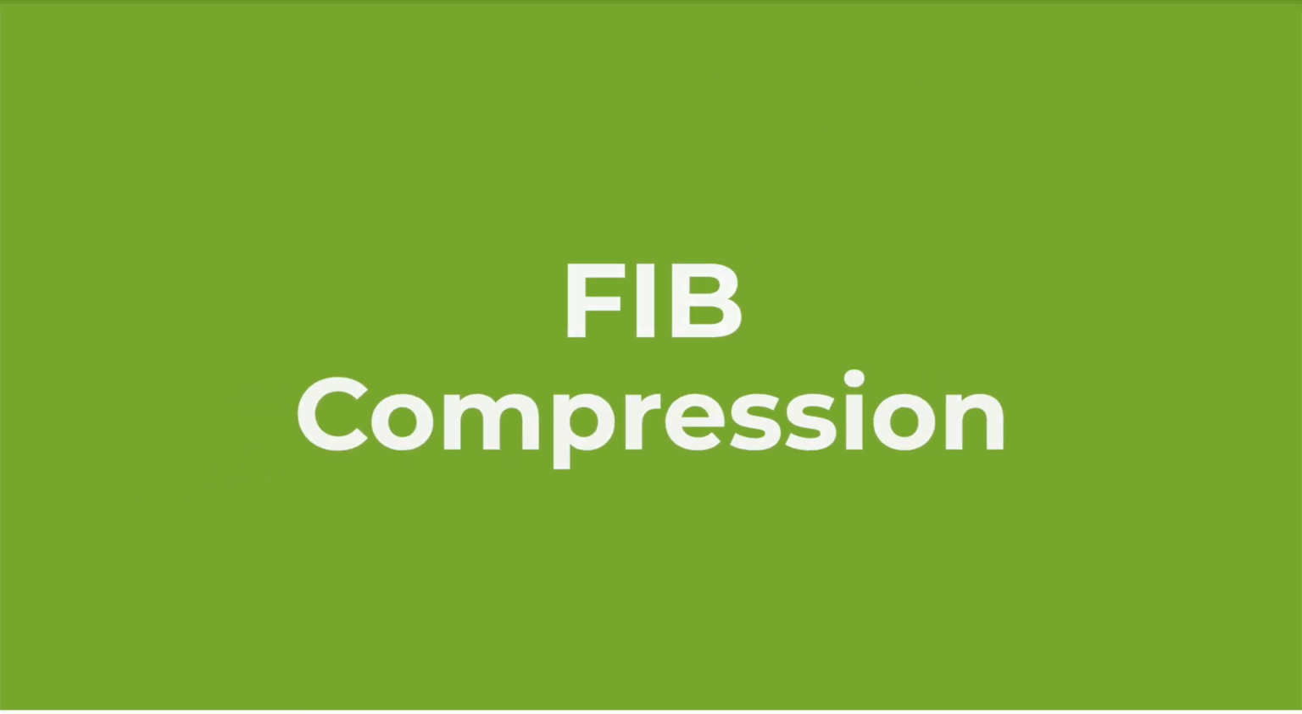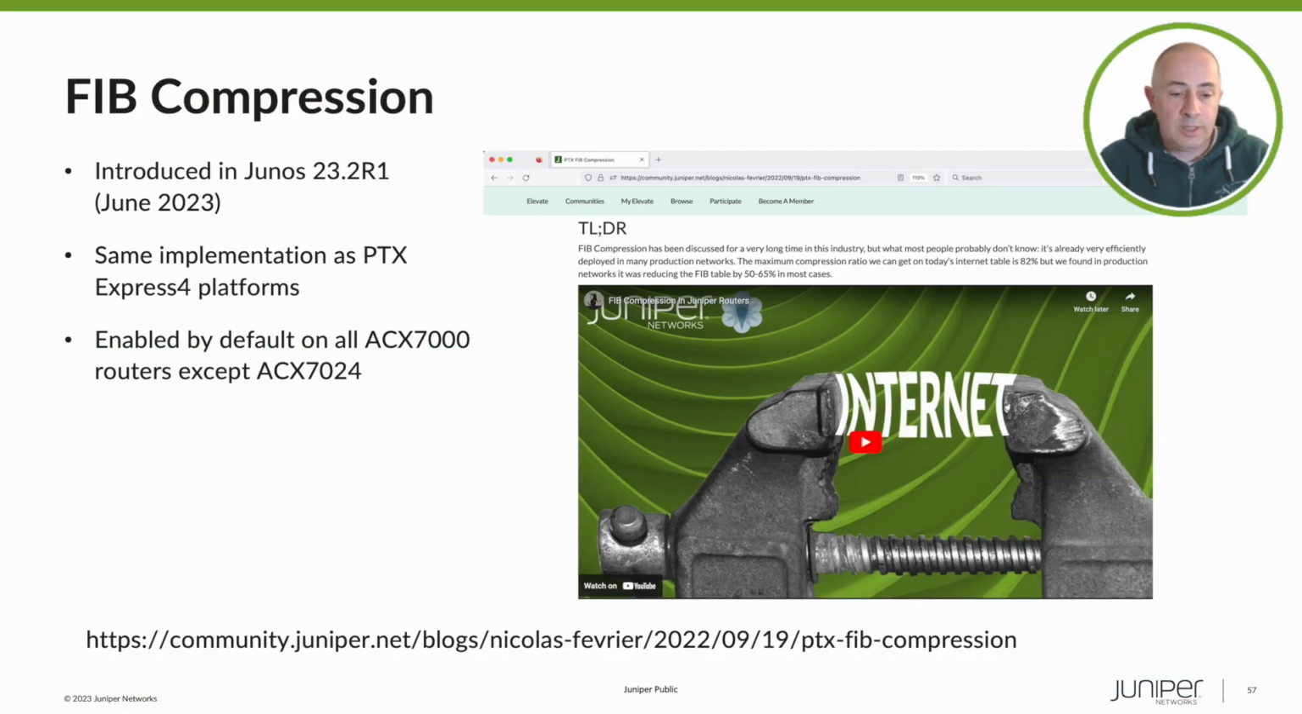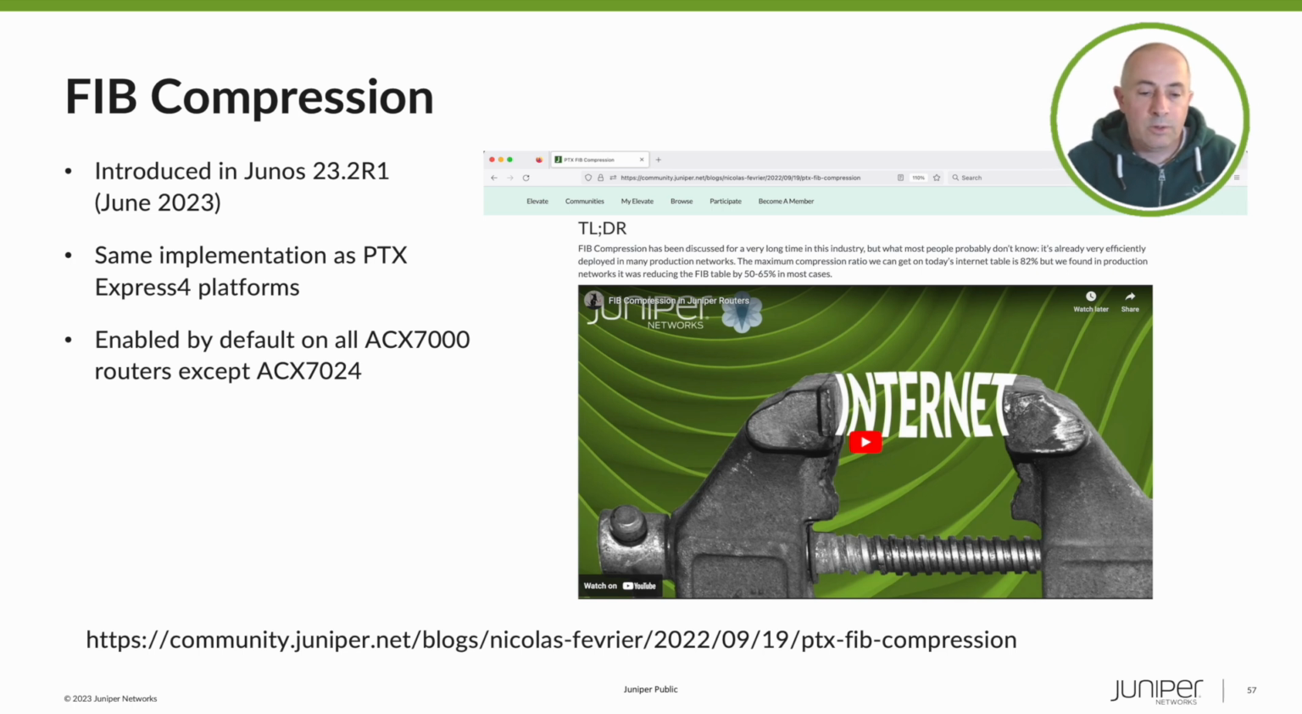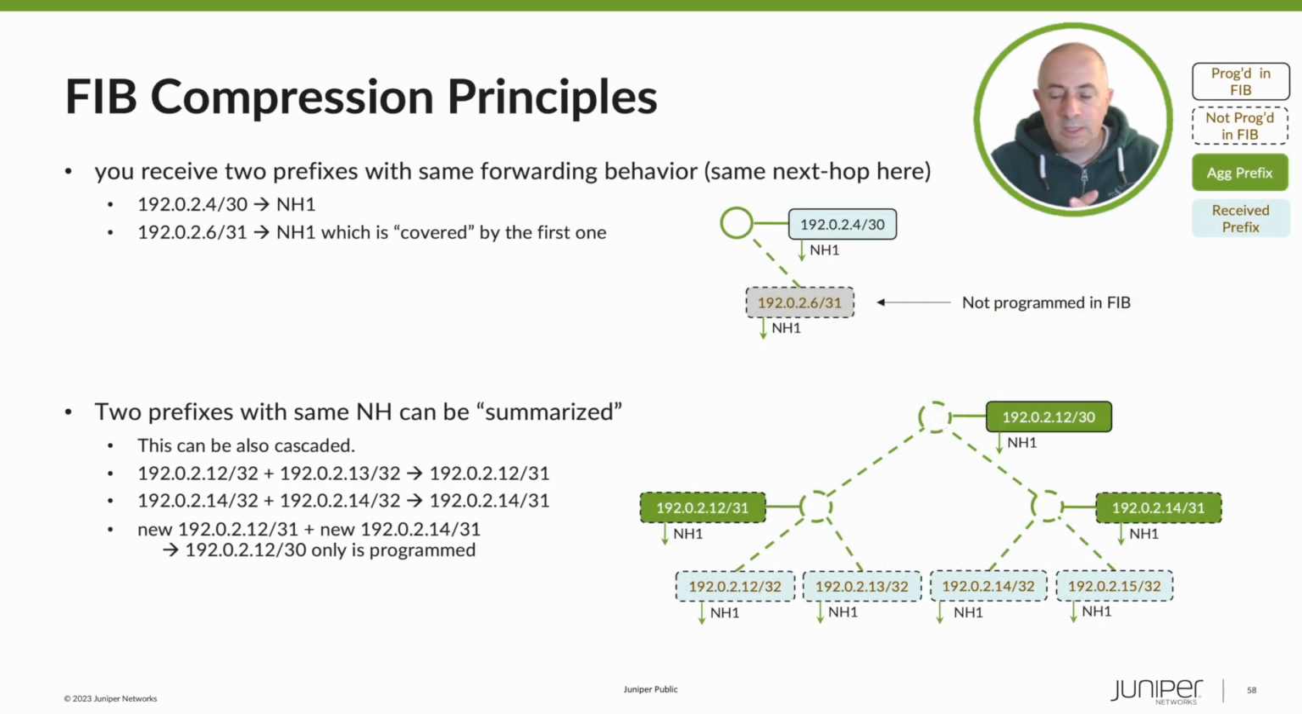And talking about routes, it's important to mention that we are introducing a very cool feature inherited from the PTX Express 4 platforms. It's coming in 23.2 R1, and that's FIB compression. It will be enabled by default on all products, with the exception of the ACX7024. So if you are interested in more details, you can go to that blog and watch the video, where we are explaining the way it works on PTX. Just to explain the way it works.